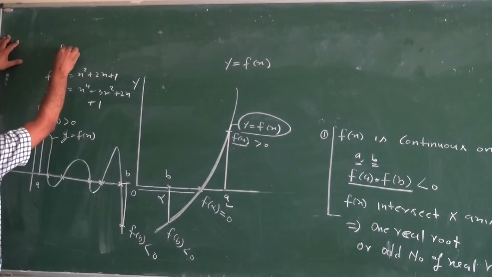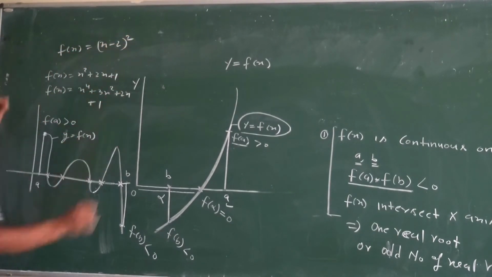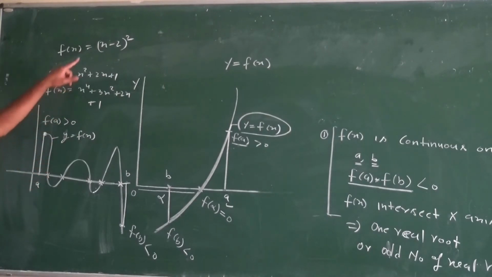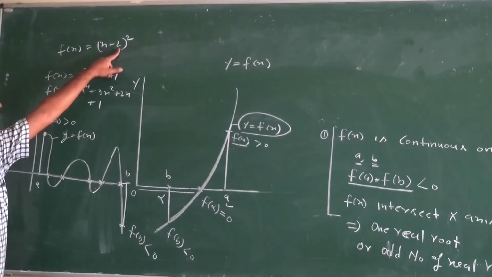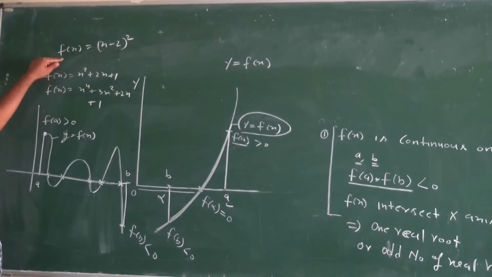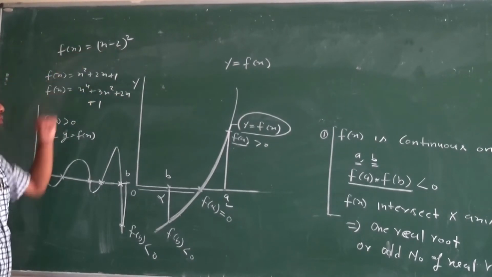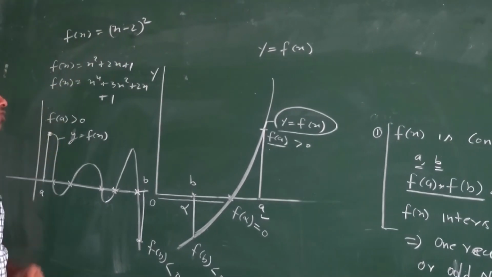Also, there is a possibility of the concept of a multiple root. Suppose f(x) equal (x minus 2) whole square. So at one point there exist 2 roots, and what is the point? x equal 2 is the point where this equation has 2 roots. So on a single point there exist 2 roots.